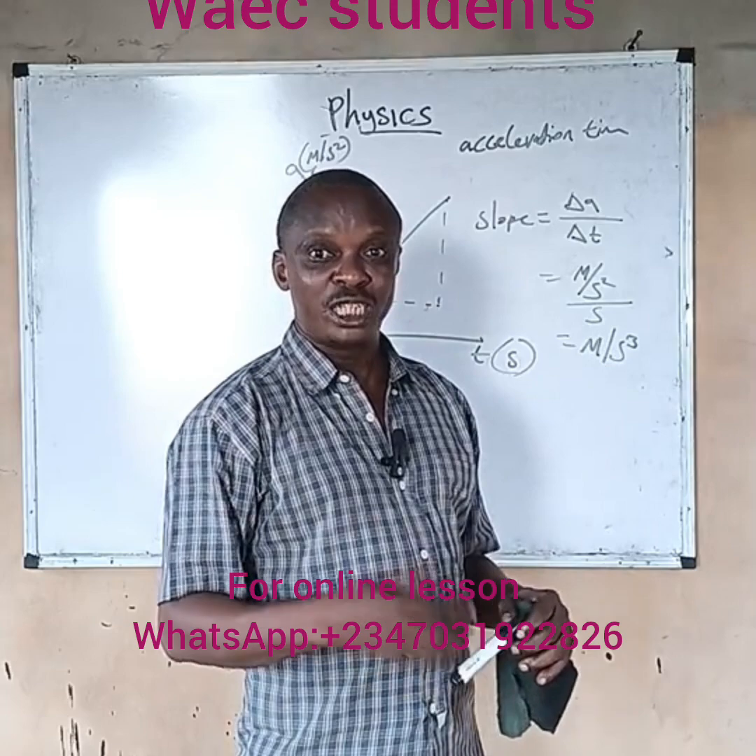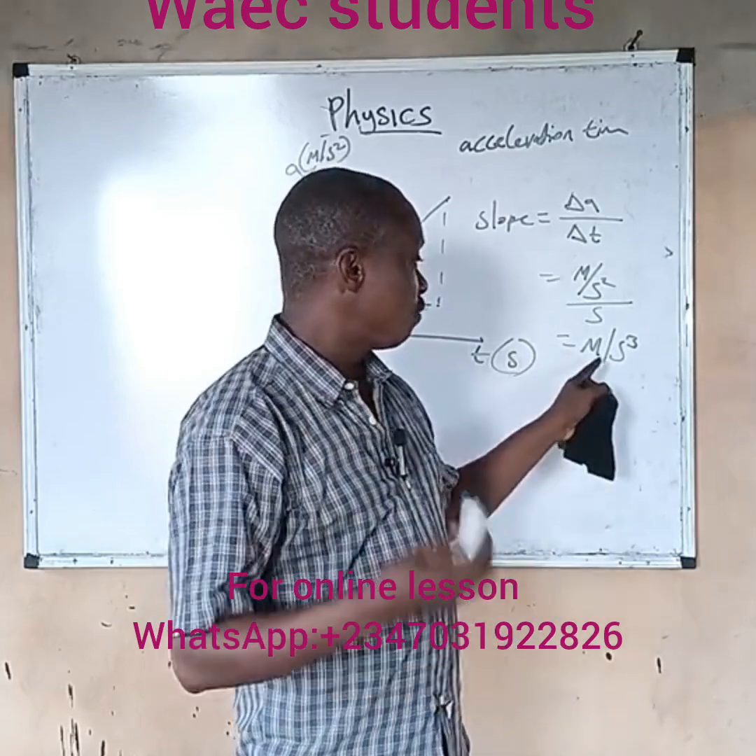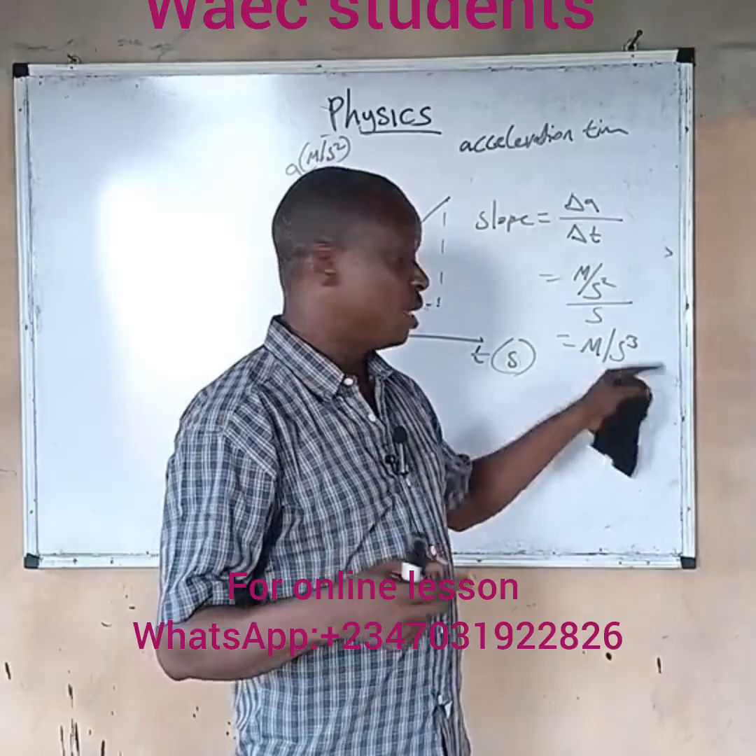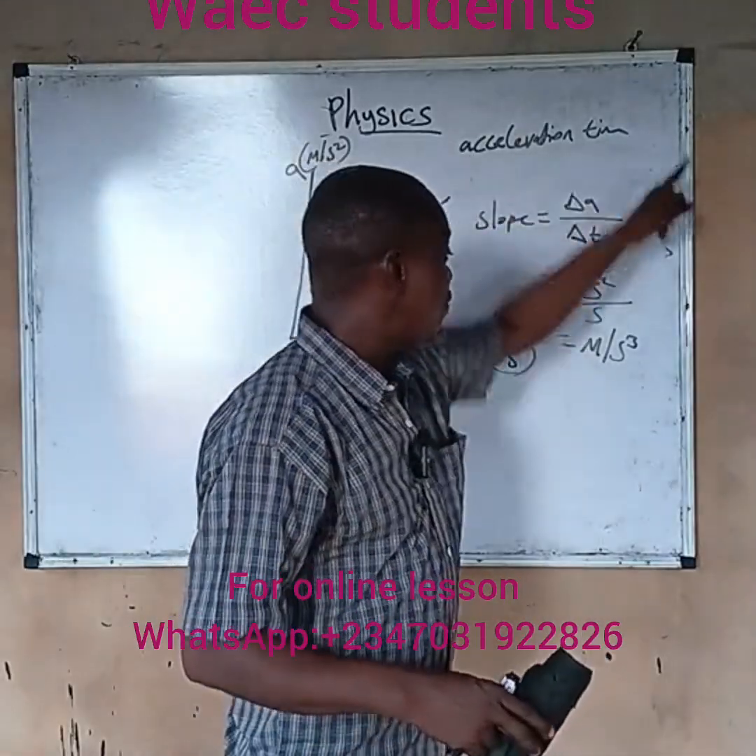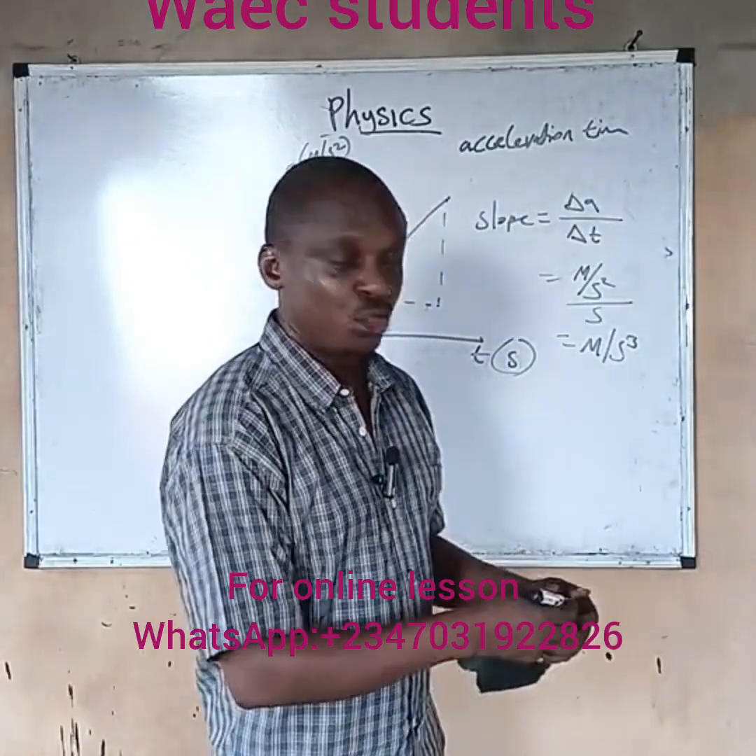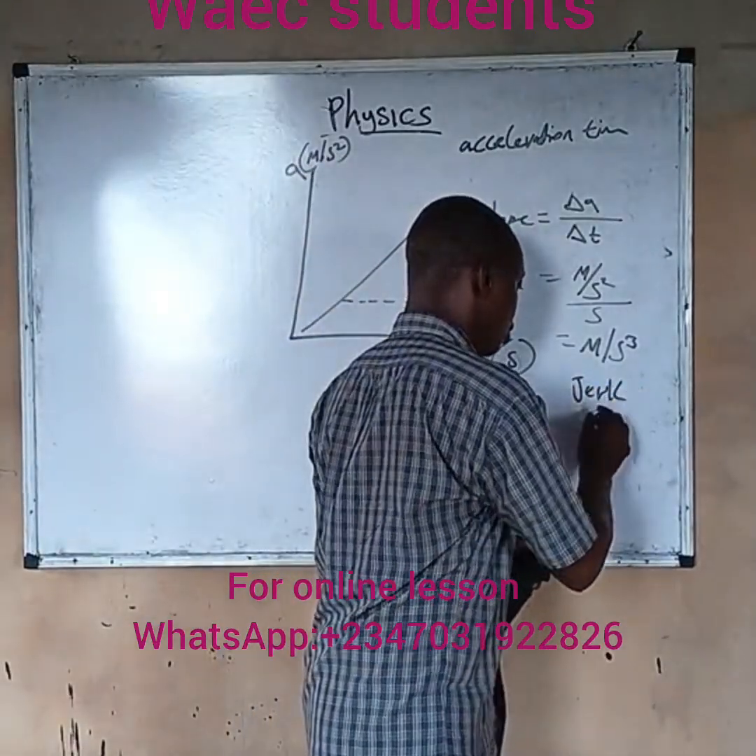The quantity is called jerk. Meter per second cube is the unit of jerk. So the slope of an acceleration time graph is called jerk.